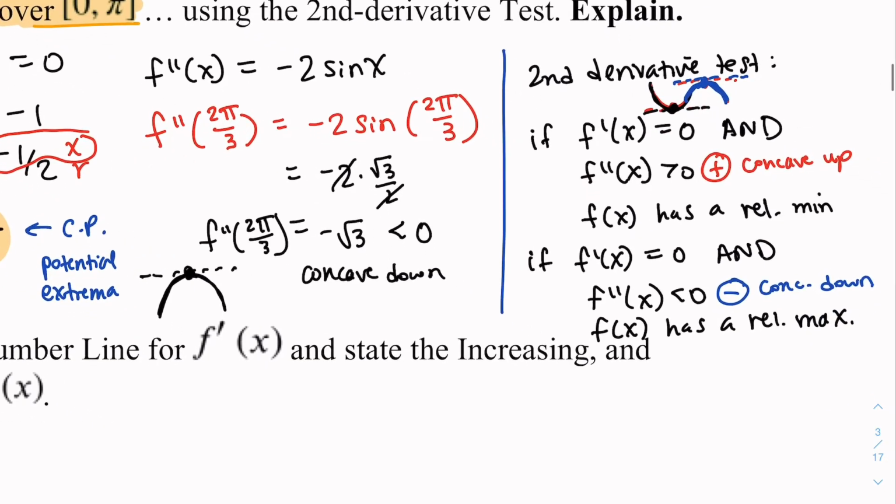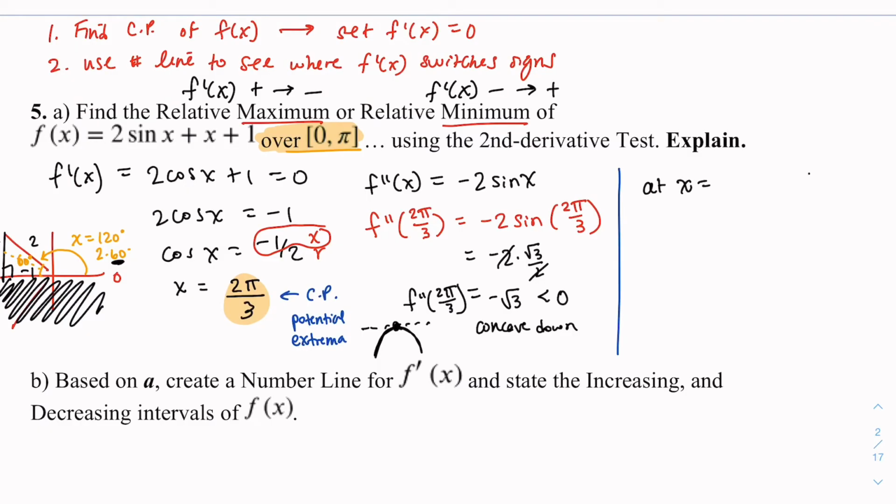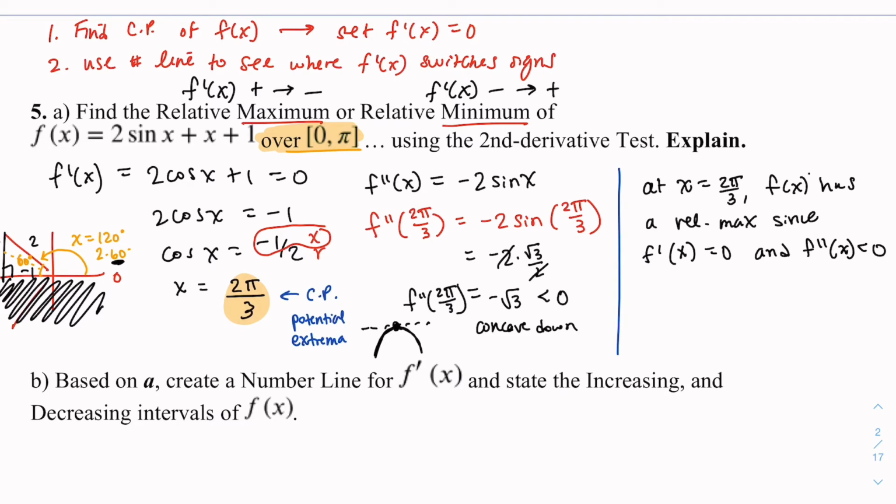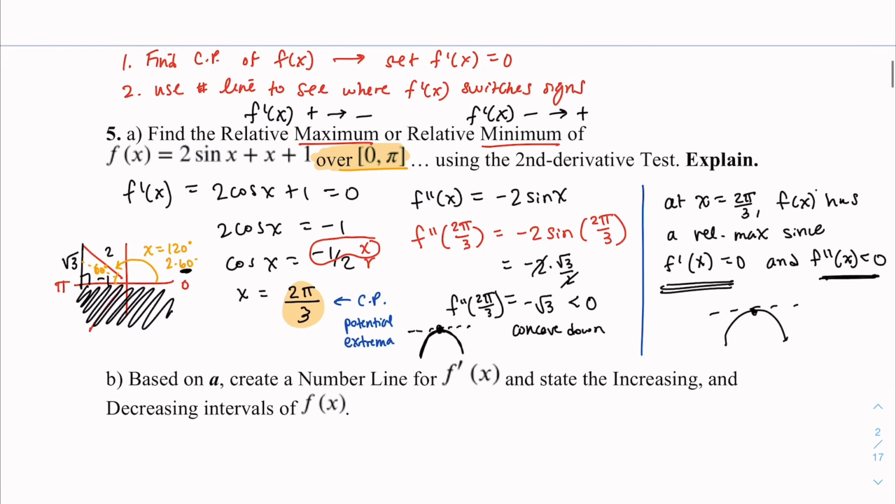So let's write our conclusion. At x equals 2 pi over 3, f of x has a relative max since, now again, you have to state two conditions that have to be true. Since f prime of x equals 0 and f double prime of x is less than 0. So we have a horizontal tangent line and we are concave down. Relative max. Let's go on to part B.